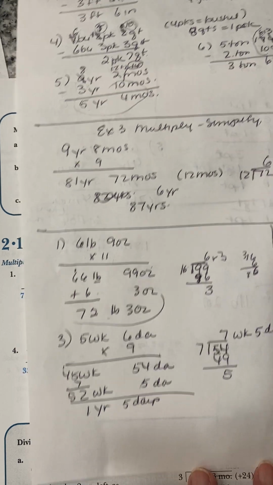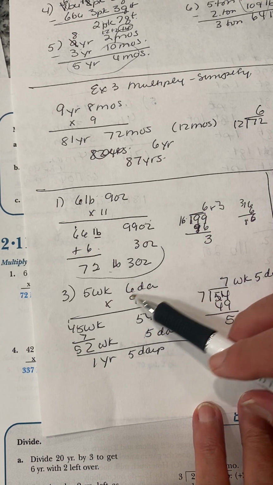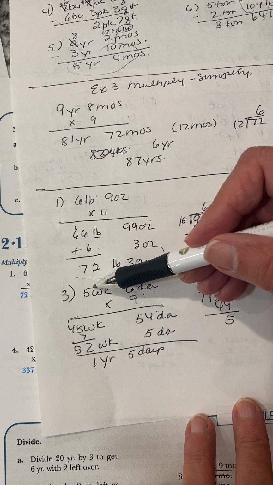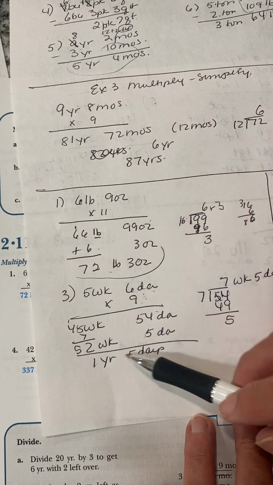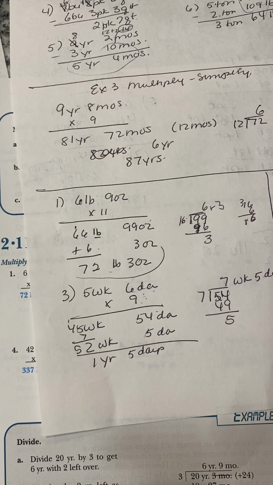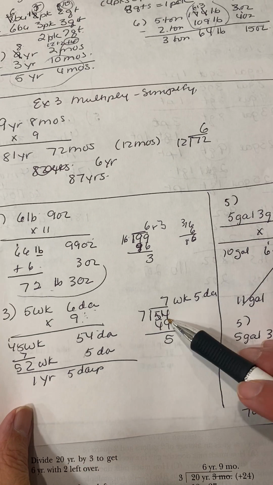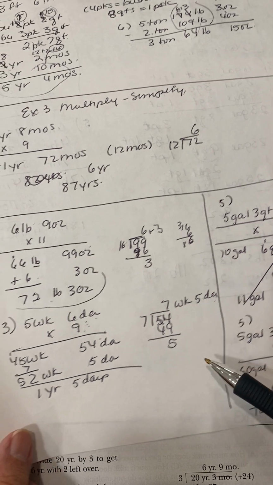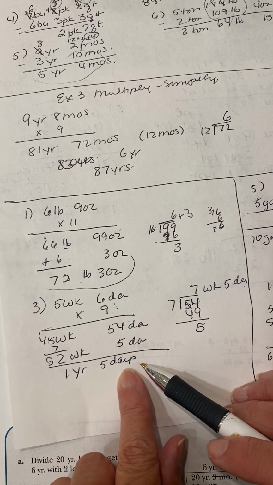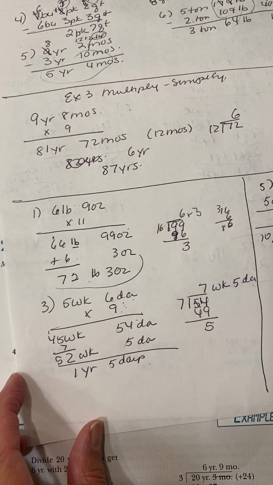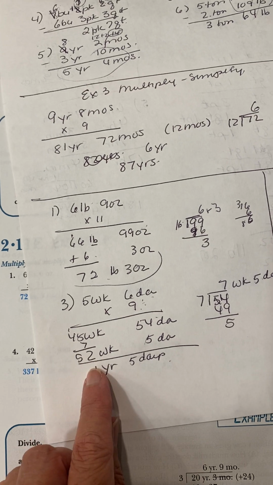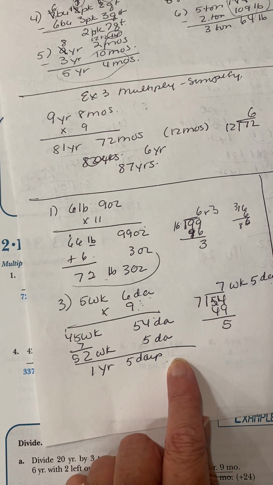So here's another one. 5 weeks and 6 days times 9. 6 times 9 is 54 days, and 5 times 9 is 45 weeks, right? Well, how many days are in a week? You know that's 7. So you take 54 divided by 7, and you get 7 weeks and 5 days left over. So when you take that 7 weeks and add it to the other side, 45 plus 7 more weeks equal 52 weeks, and 52 weeks are actually 1 year. So this is going to end up 1 year and 5 days.